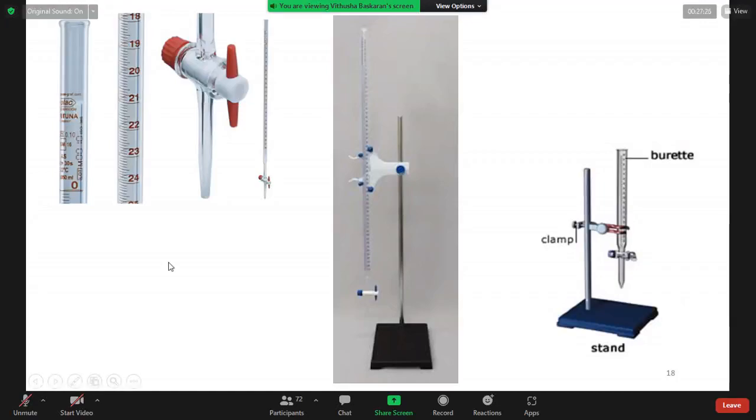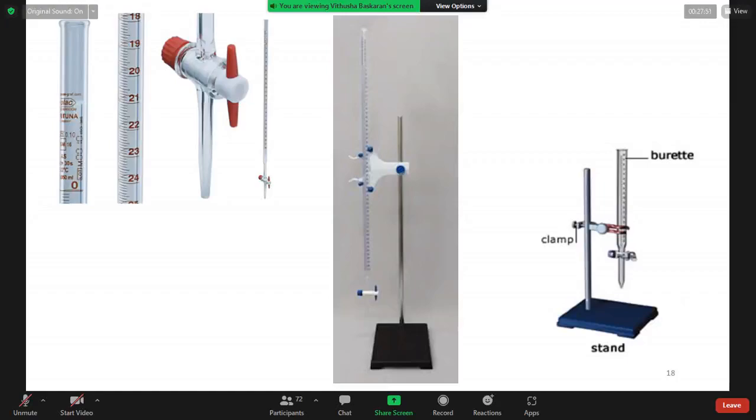So here you can see the minimum volume that you can take is 0.1 milliliter, because each 1 milliliter is further divided into 10 portions. So this one portion is mentioned as 0.1 milliliter. So the minimum volume you can take from a Buret is 0.1 milliliter, and the maximum will be 50 milliliter.